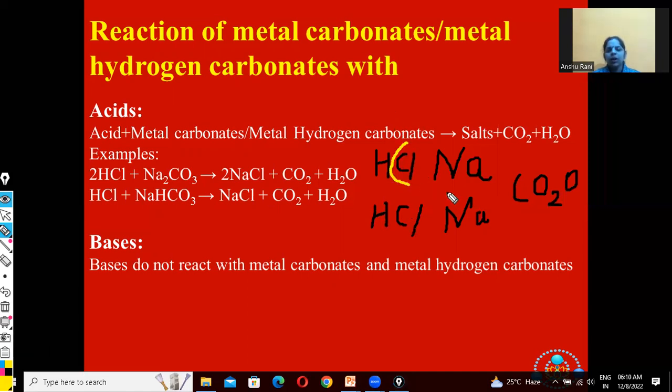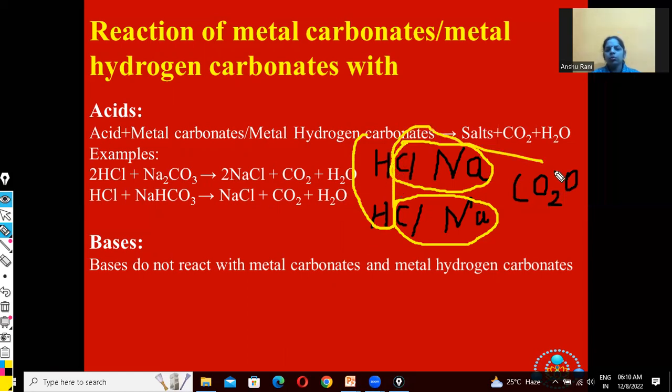It will give you NaCl. This will also give you NaCl. So you get two molecules of NaCl. This is H2O, one water molecule, and this is CO2, carbon dioxide. In this way you can remember: it will give you salt plus carbon dioxide plus water.